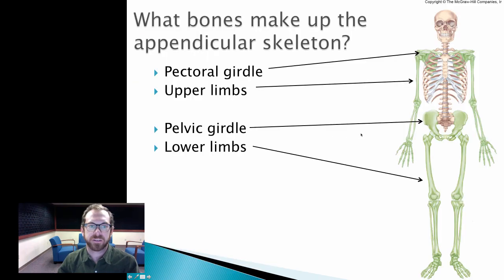I mentioned that the appendicular skeleton is made up of the upper and lower extremities. And specifically, these include bones of the pectoral girdle. So you can think of this as your shoulder. Upper limbs is going to be your arm, forearm, and hands. And then your pelvic girdle, think of those as your hips. And then your lower limb is going to be your thigh, leg, and feet.